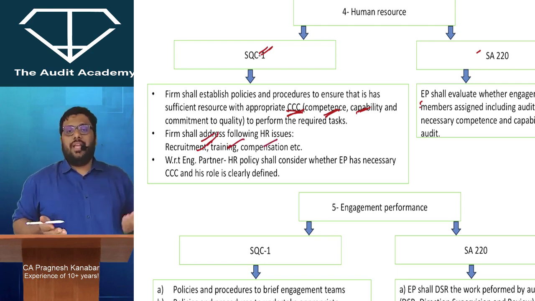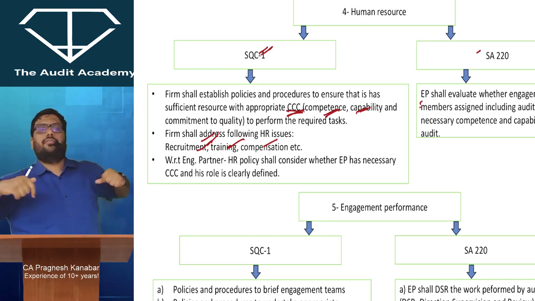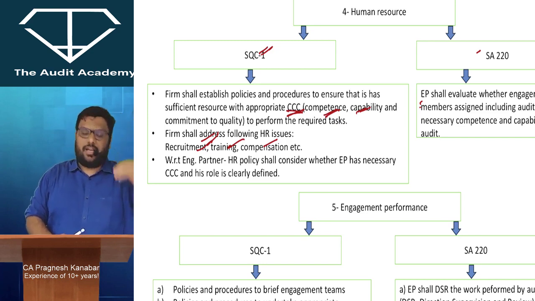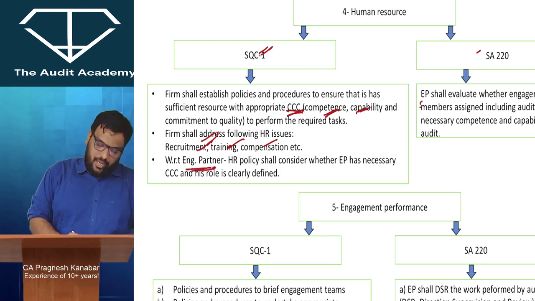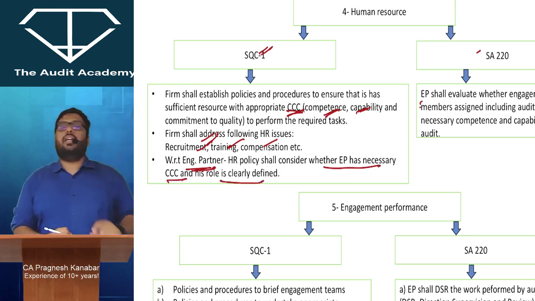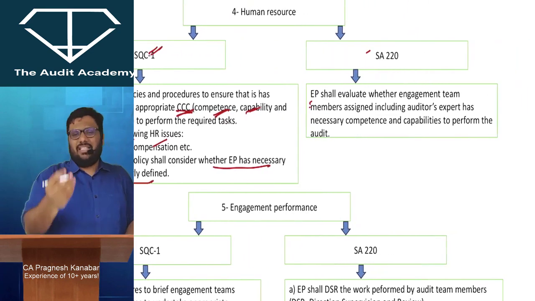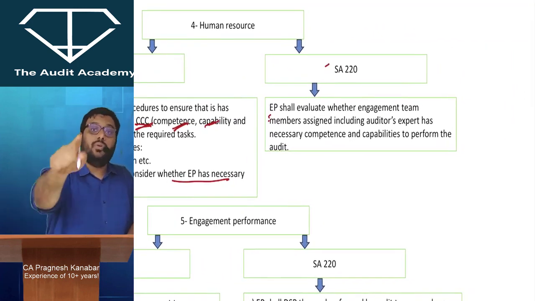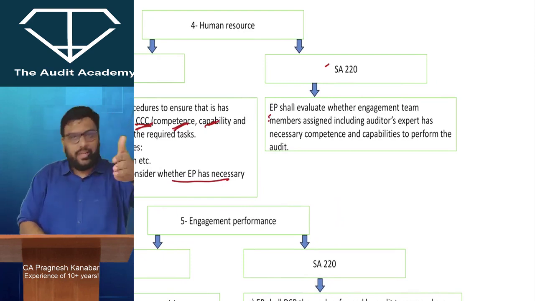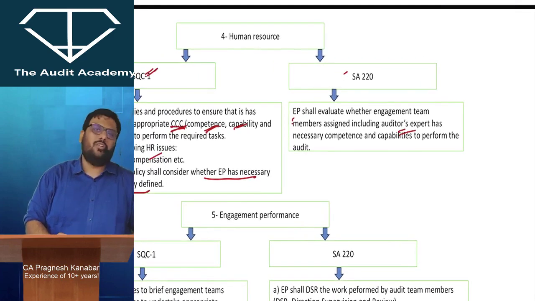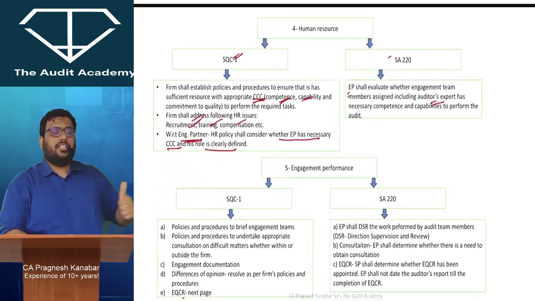These are HR issues. And in very big firms, like the Big Four, deciding who will be the engagement partner and giving the role to the engagement partner is also done by the head HR. So with respect to the engagement partner, the HR policy shall consider whether the engagement partner has the necessary CCC and his role is clearly defined. And in SA 220, there is just one line that whatever audit team members have been given to you, you, the engagement partner, should at least evaluate those members, whether the audit team itself has appropriate competence and capabilities or not. But no need to learn that particular line by heart. So L for leadership responsibilities is over.